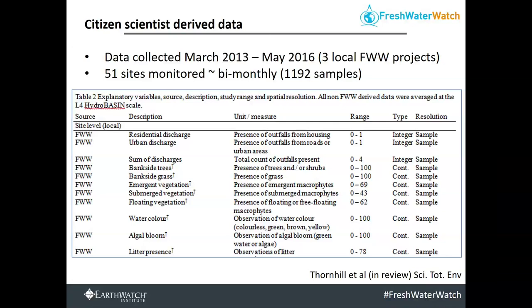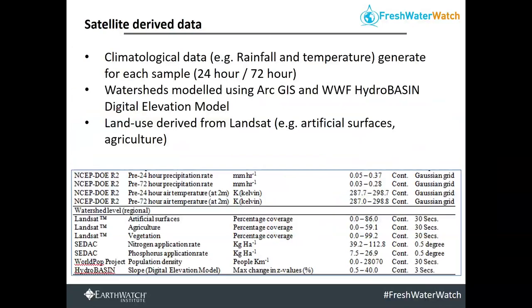So we have this data across Shanghai, Hong Kong and Guangzhou between March 2013 and March 2016. 51 sites were monitored sufficiently, that is, they gathered seasonal data on approximately a bi-monthly basis, which amounted to 1,192 samples. We coupled all that citizen science generated data with satellite derived data and forecasting.